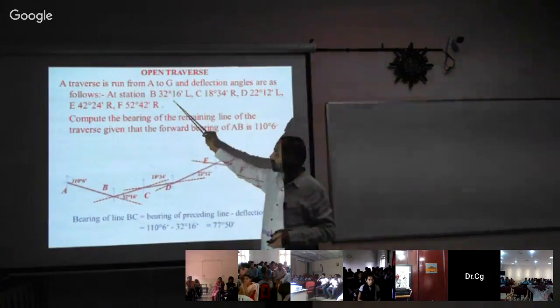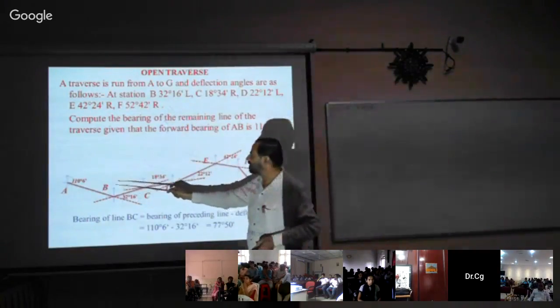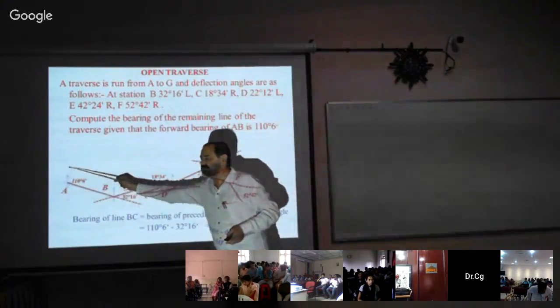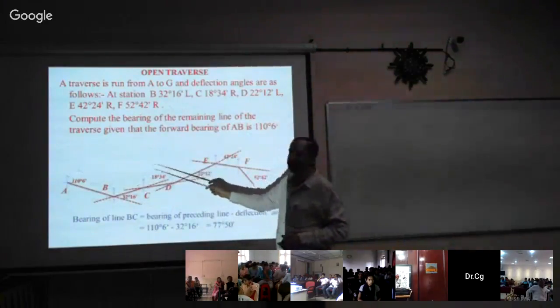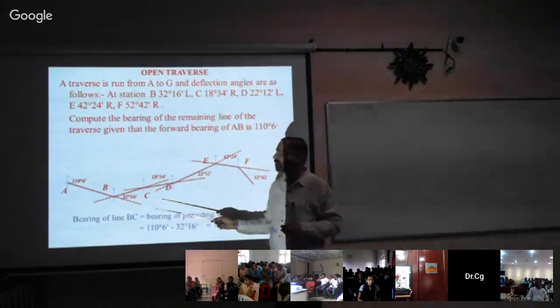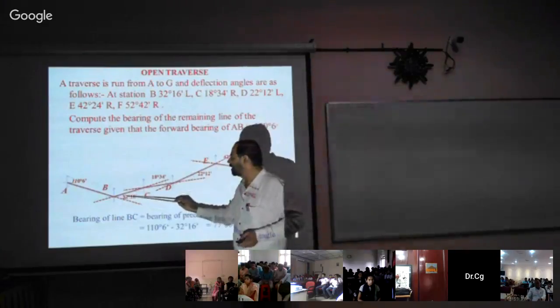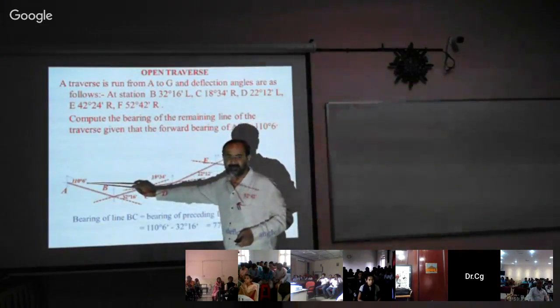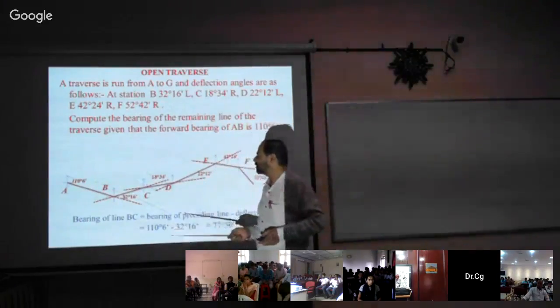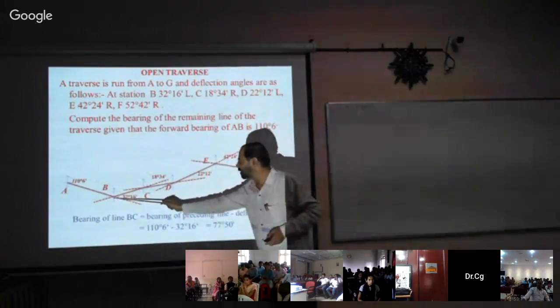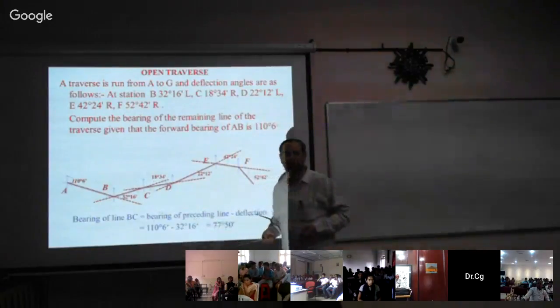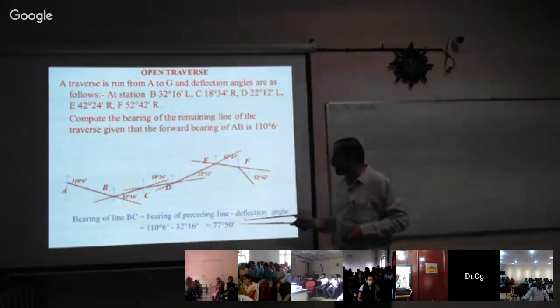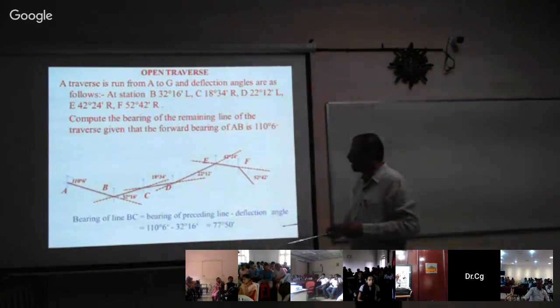Now always take the reference, and with respect to this reference we can calculate it. This is a very simple problem. You can calculate it. This is the bearing of the line AB, and from the bearing of the line AB we can calculate the bearing of the line BC. That is also very simple, and the solution is given here. Please kindly go through this.